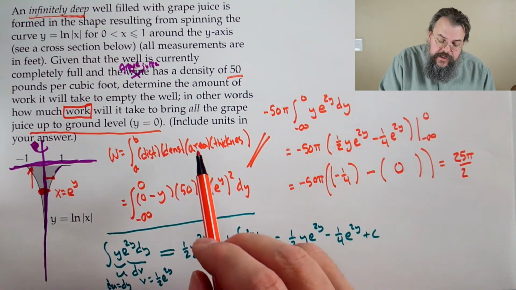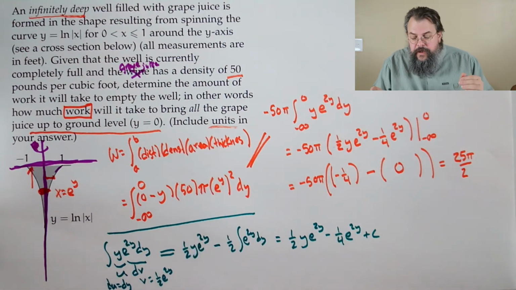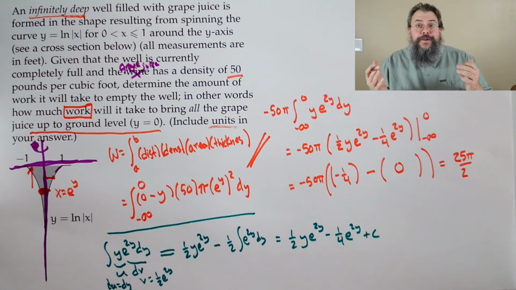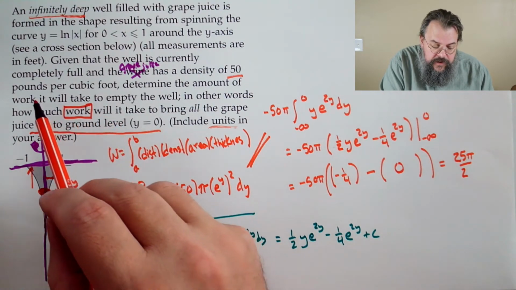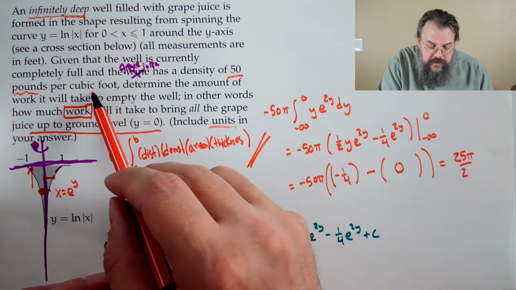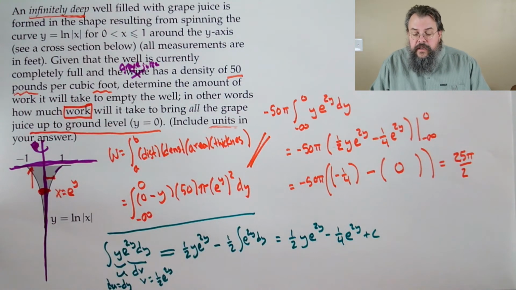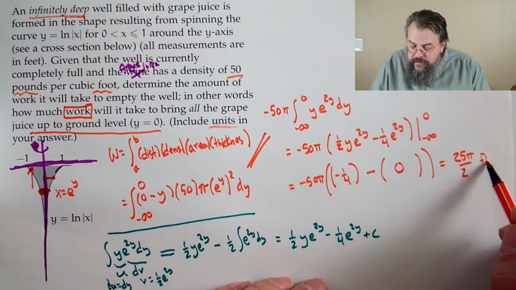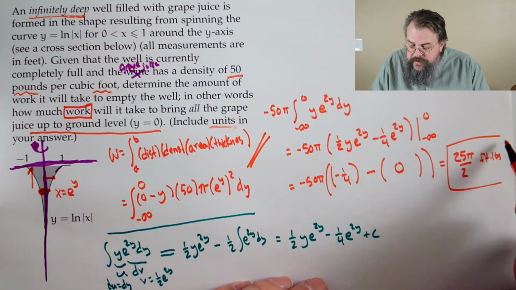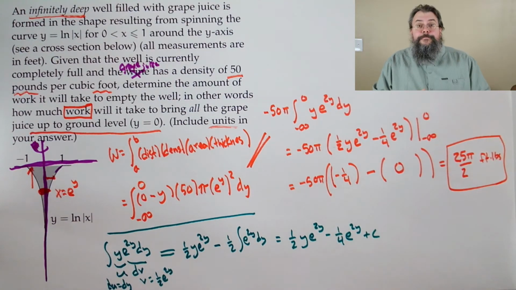Now, it did say units. We know the units for work because our measurements here are in feet and pounds. So we see pounds, we see feet, and so forth. So that's our answer, 25 pi over 2 foot-pounds. It's kind of amazing, right?